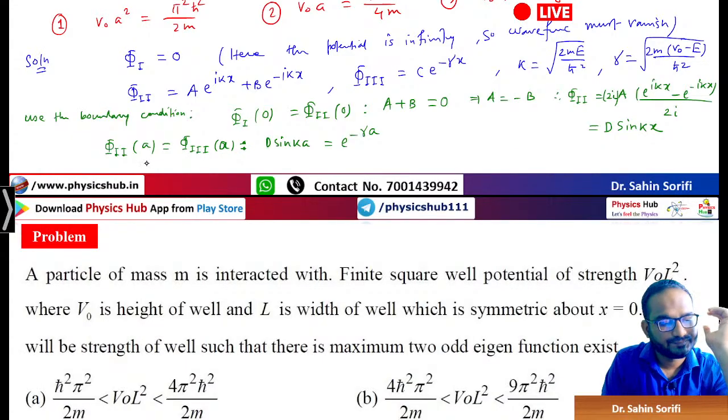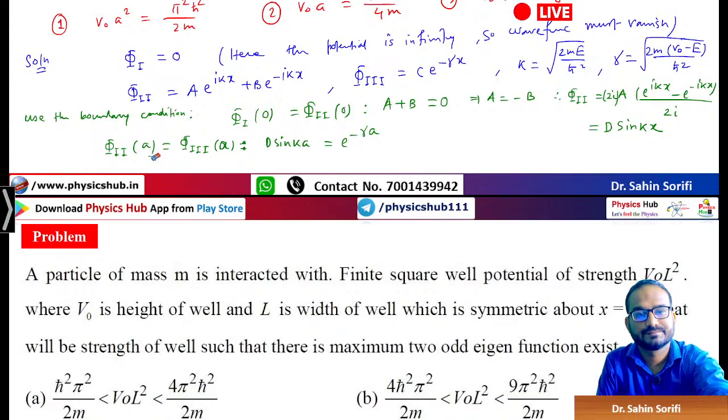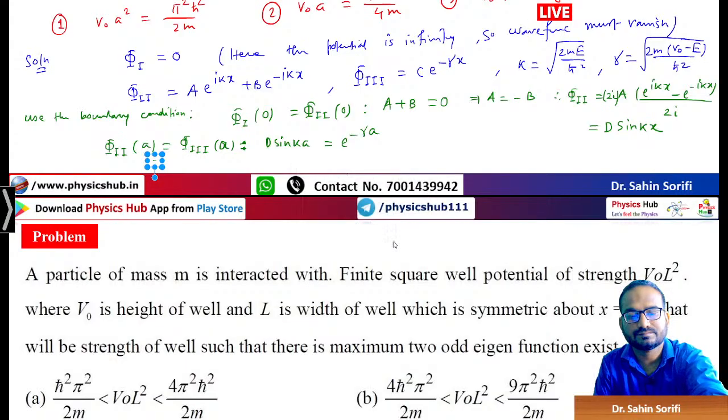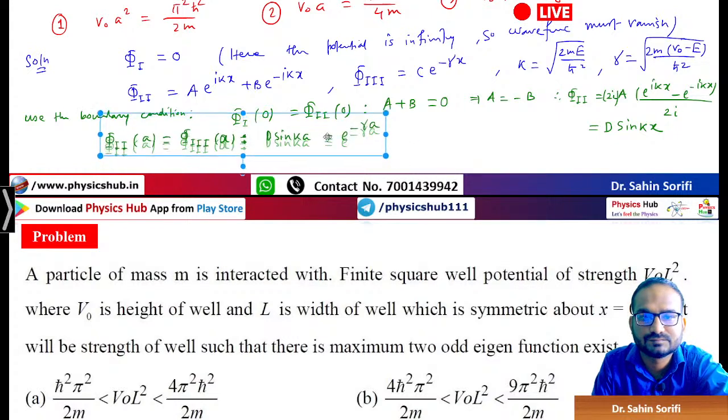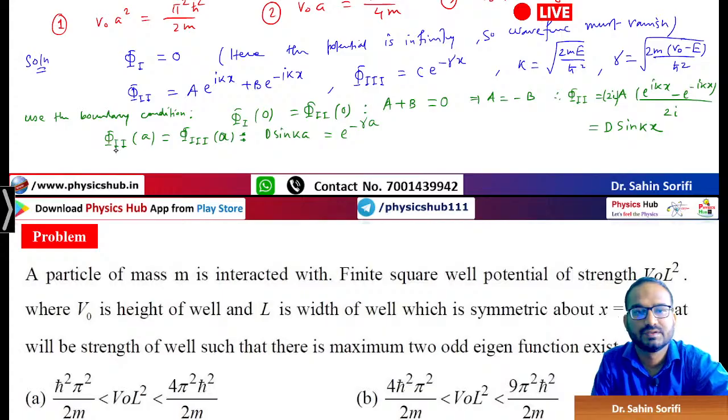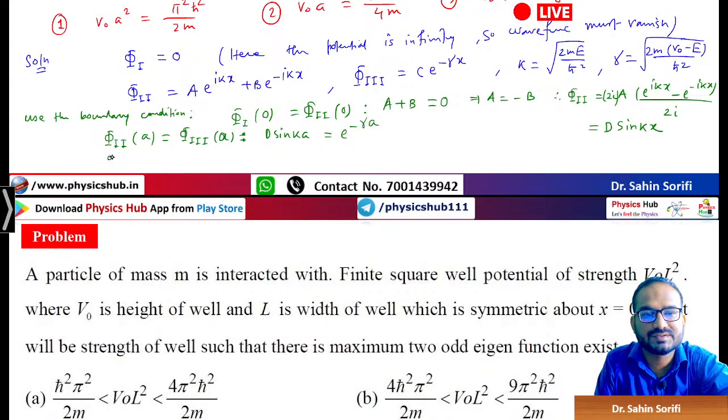D phi 3, d phi 2. Got space issue. So this is the continuity condition. What is the differentiability condition? D phi 2 by dx at x equals a should be d phi 3 by dx at x equals a.